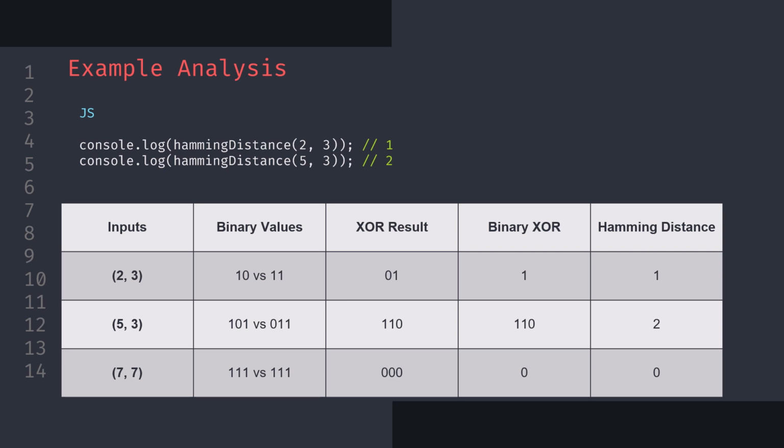Let's see a few real examples. The XOR operator clearly shows which bits differ, and that translates directly into Hamming distance. This helps verify that our code works as expected.